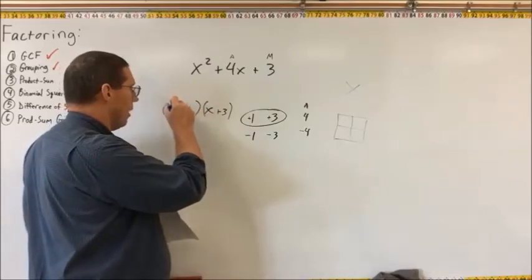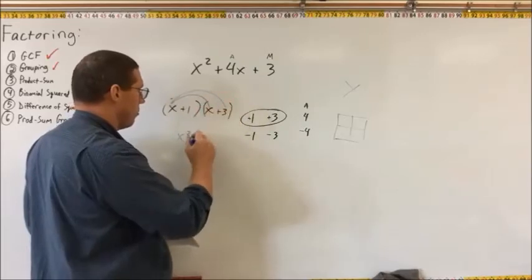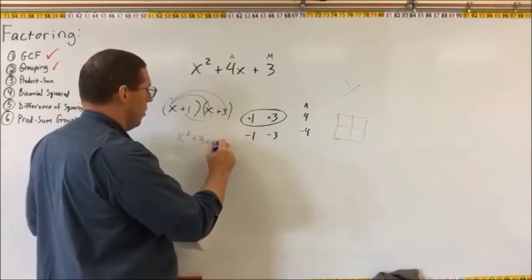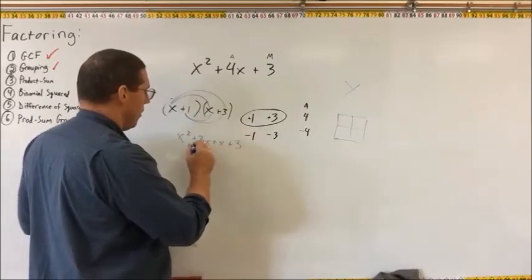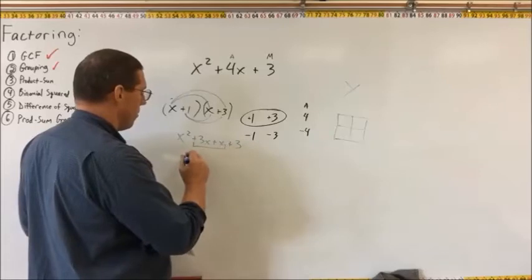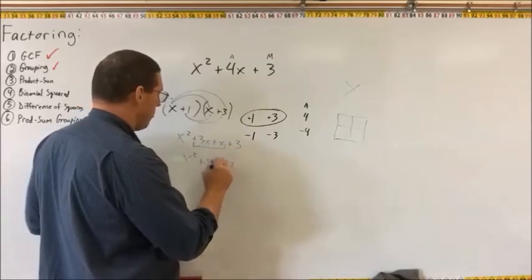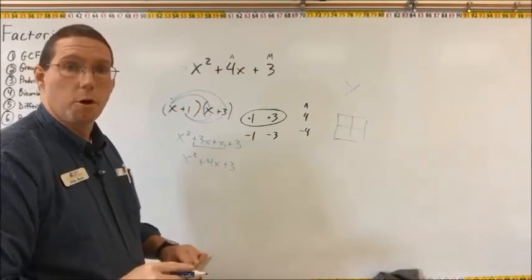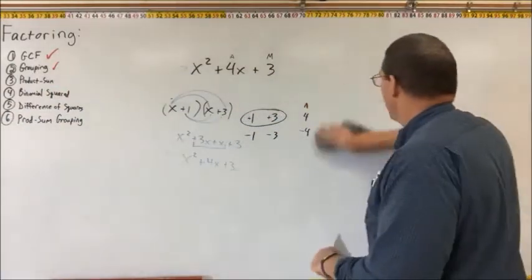I know I have to multiply x times x, that's x squared, and then x times 3, that's plus 3x. Then 1 times x, that's plus x, and then 1 times 3 is 3. And I can combine these two middle terms, and I get x squared plus 4x plus 3, which is the same as what we started with. So sure enough, it does work. Okay? All right. Let's try another example.